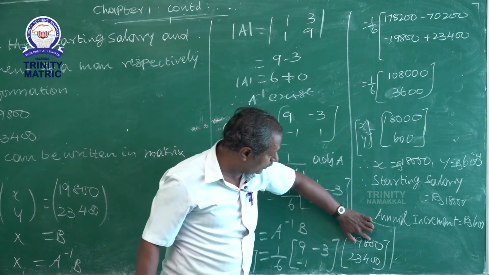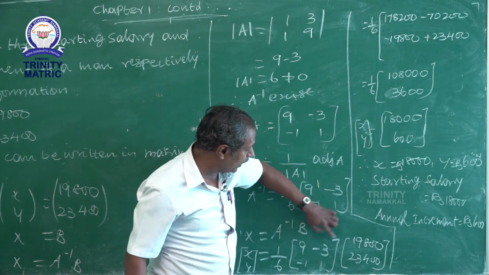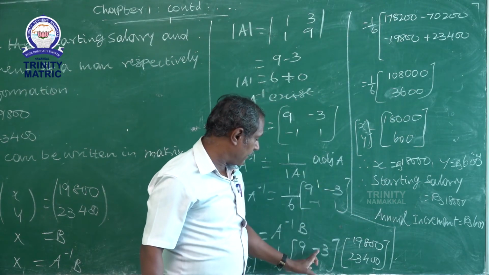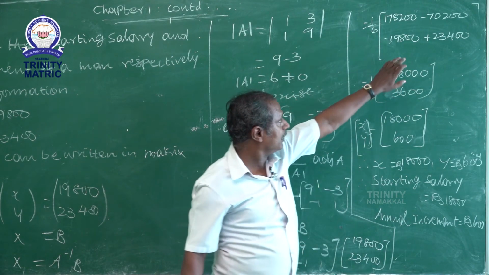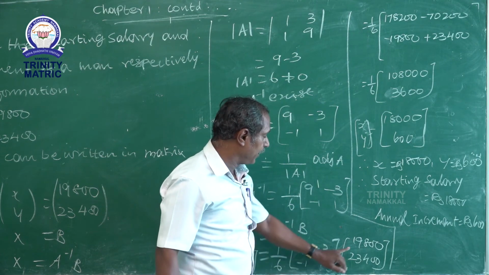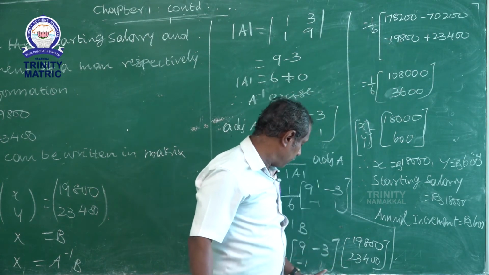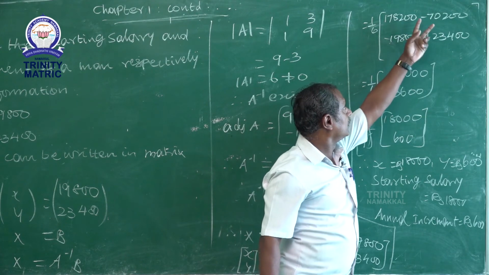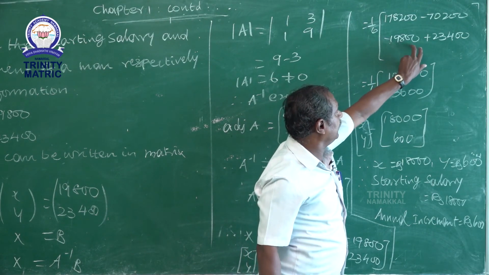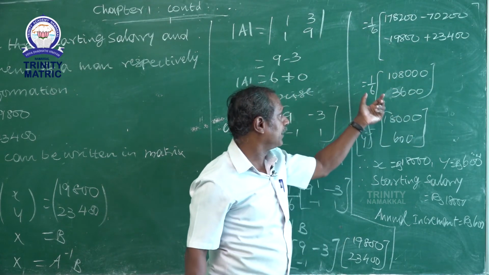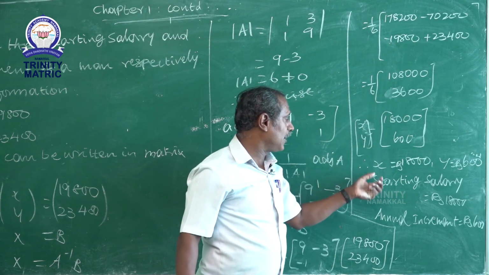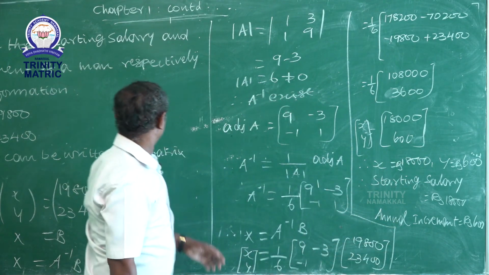First row and first column, we have only one column. So 9 into 19,800 we get 1,78,200, minus 3 into 23,400, that is 70,200. Next, the second row multiplied with the column: minus 1 into 19,800 plus 1 into 23,400. Simplifying these two, we get 1,08,000, and simplifying the other two, minus 19,800 plus 23,400 gives 3,600. Multiplying with 1 by 6, we get 18,000 and 600. This is the value of x and y, where x and y are the starting salary and increment.